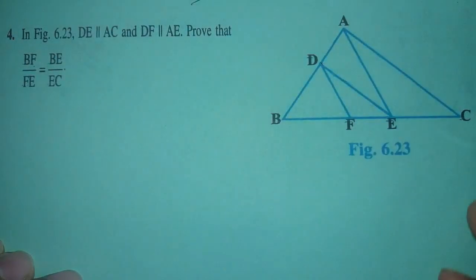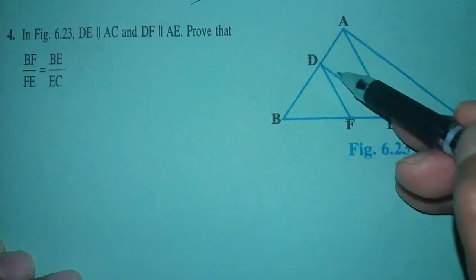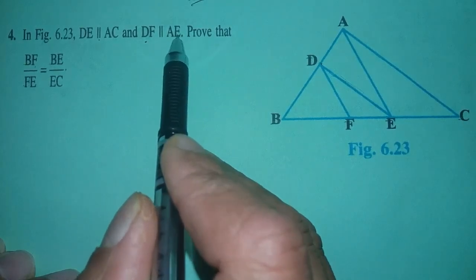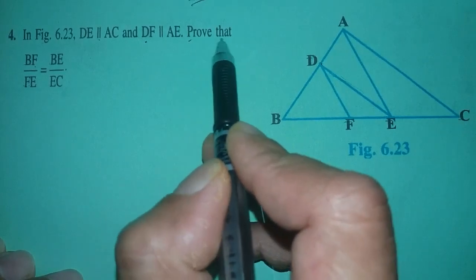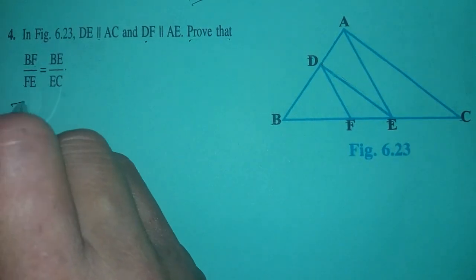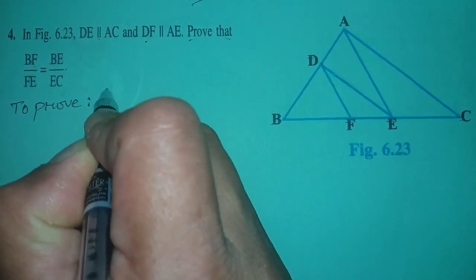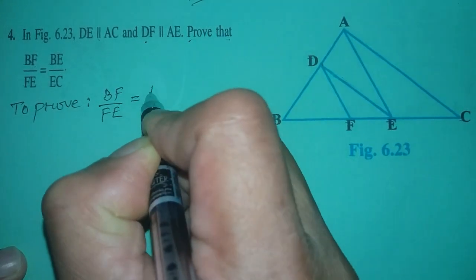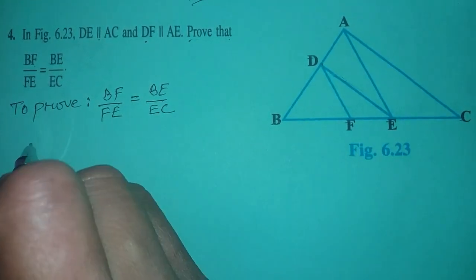Now here in the figure, DE is parallel to AC, and DF is parallel to AE. So we have to prove that BF by FE is equal to BE by EC. To prove: BF by FE is equal to BE by EC. Proof.